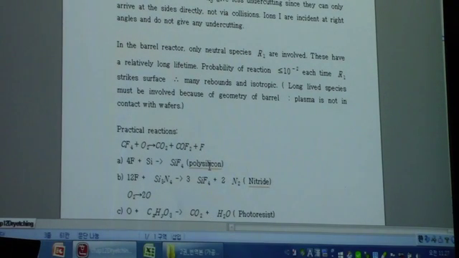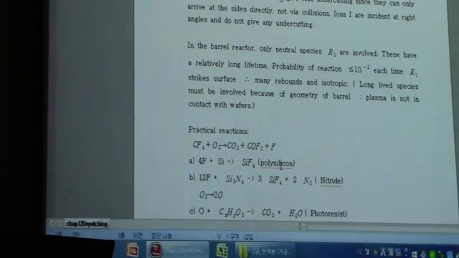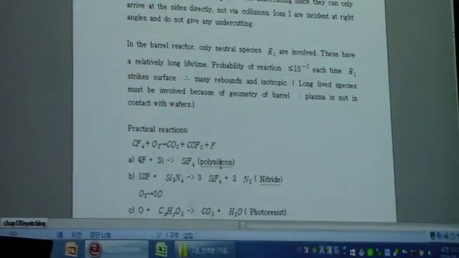This is what happens in a barrel type reactor. Only neutral species, that is RL, the long-lived radicals, are involved. So we have isotropic etching, large undercutting, just like the wet etching, and it's just a dry process, but the etching fashion is almost the same as that in the wet etching, okay?